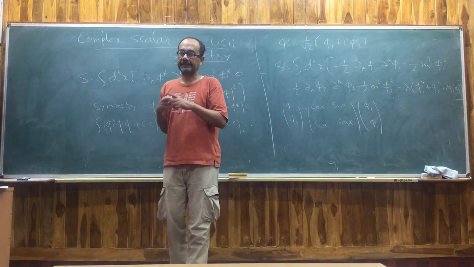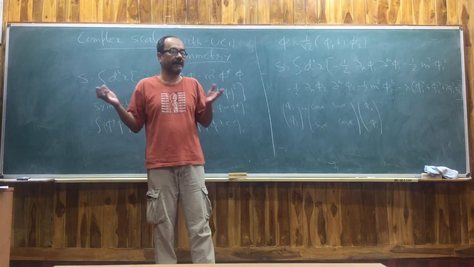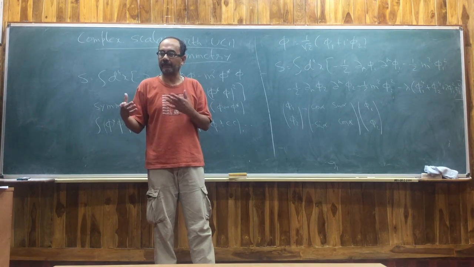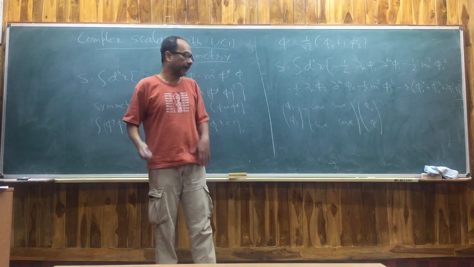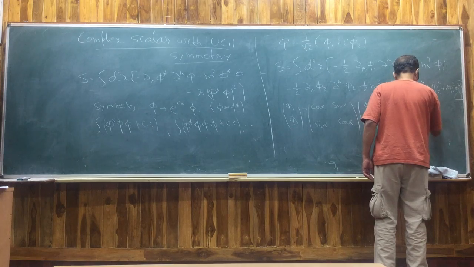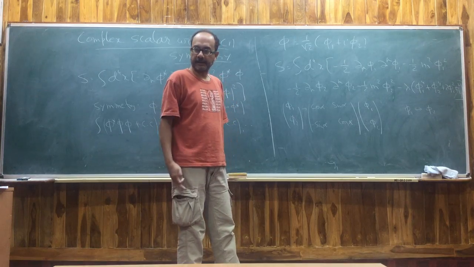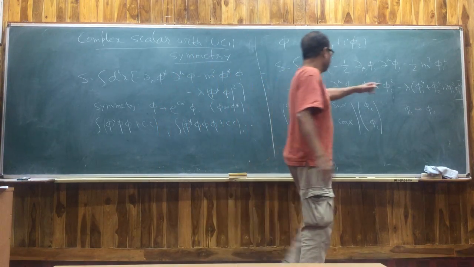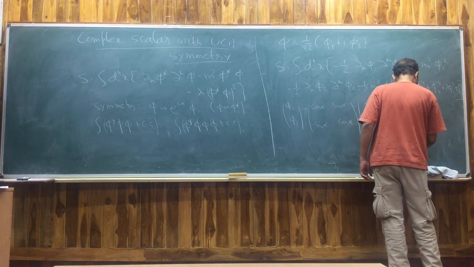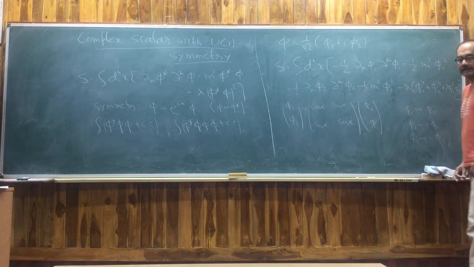One is phi 1, phi 2 exchange. This action is obviously symmetric under phi 1, phi 2 exchange, right? And that will be manifest in the Feynman diagrams. If you replace every phi 1 by phi 2 and phi 2 by phi 1, you get another Feynman diagram, right? So phi 1, phi 2 exchange is manifest. Phi 1 goes to minus phi 1, that's manifest, right? Because all terms are invariant under phi 1 goes to minus phi 1, and similarly phi 2 goes to minus phi 2.